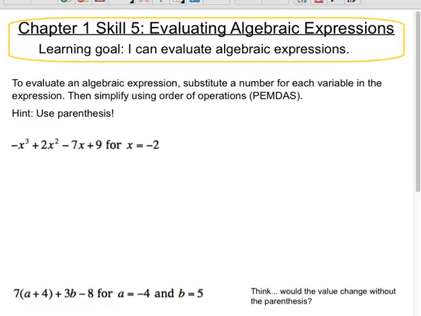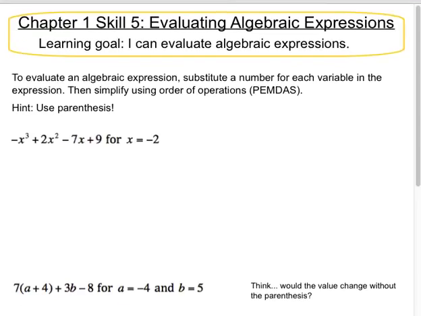The biggest piece of advice I can give is to make sure that you use parentheses. Okay, whenever you're substituting a value in, you want to make sure that you're using your parentheses.